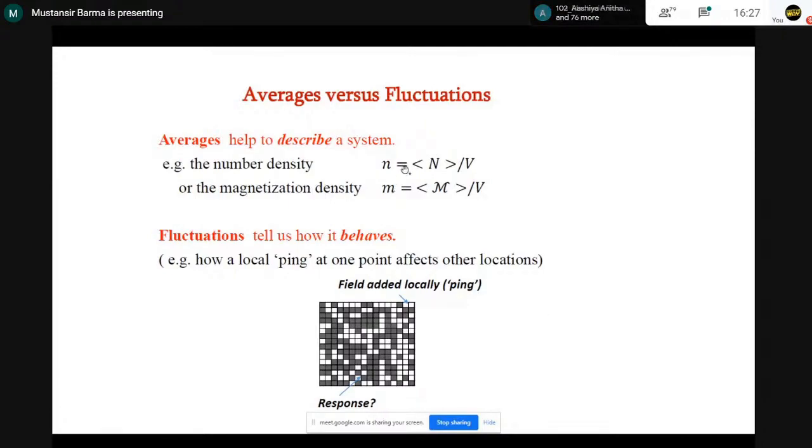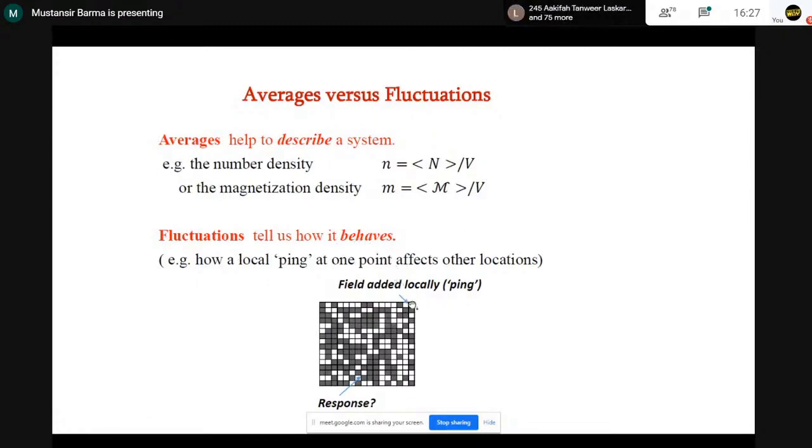But notice these average values around N and M respectively. So this is an average. It's an average value over either position, different locations in space, or at a fixed location in space. As you let time go by, you will find that this quantity fluctuates and you take the average. So of course, averages tell you something, but fluctuations tell us how the system behaves.